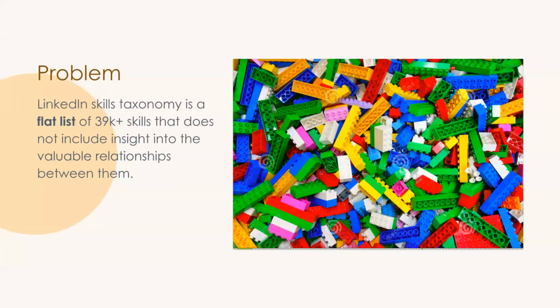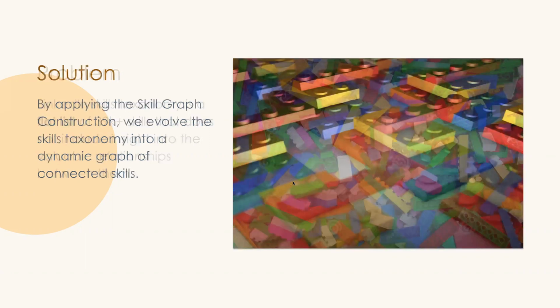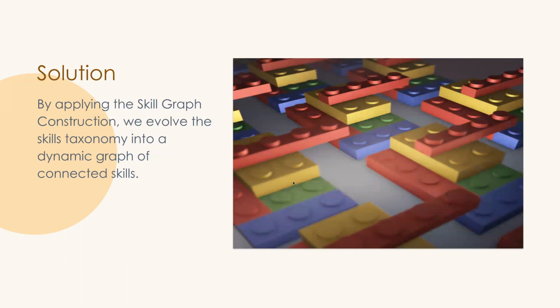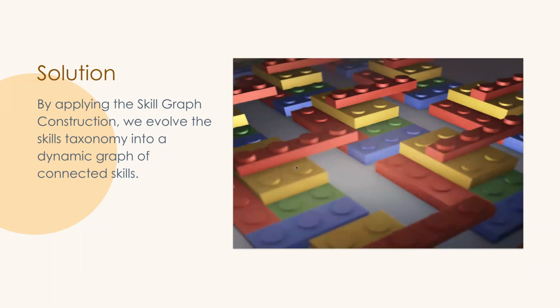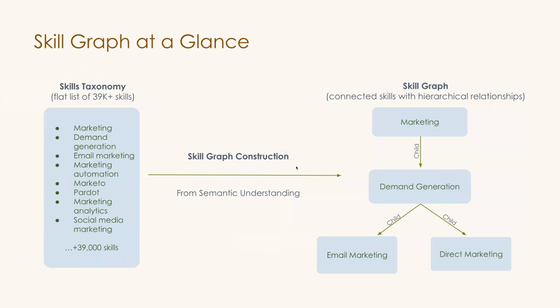At LinkedIn, currently our skill taxonomy consists of a flat list of 39,000 skills, which do not connect with each other. We want to convert this flat list into a dynamic graph of connected skills. At a glance, on the left side, you see the skill taxonomy of 39,000 skills, and we want to use our skill graph construction from semantic understanding work to connect them into a hierarchy, especially a parent-children relationship graph.